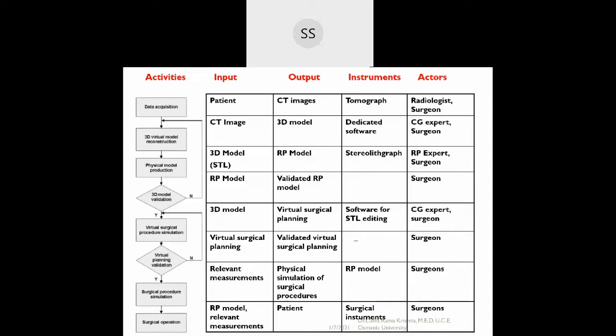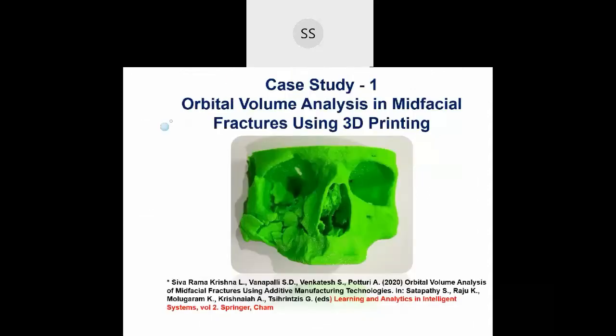So that's what you can see in this particular table, right? Let us see how we have solved, using 3D printing, this particular case study of orbital volume analysis in mid-facial fractures using 3D printing technology, right?